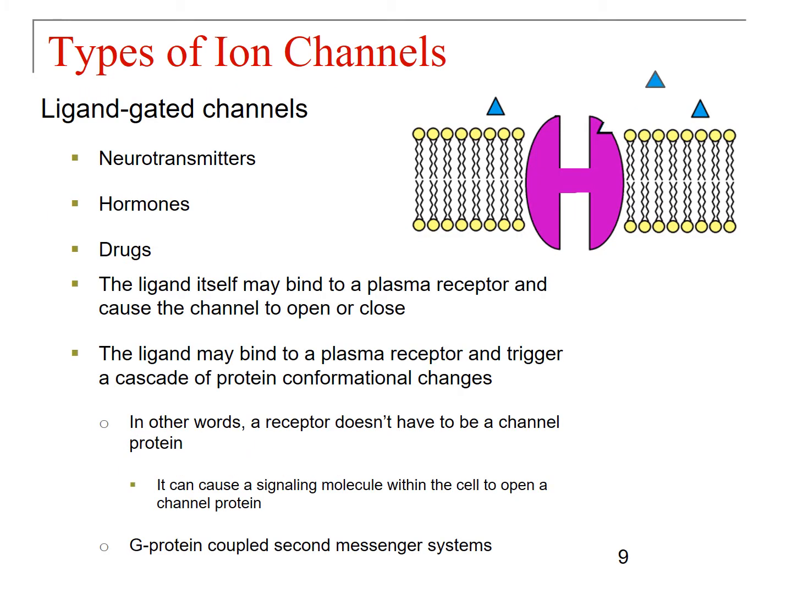Okay, so a third type of channel is called a ligand-gated channel. A ligand can be a neurotransmitter, a hormone, or some sort of drug. The ligands are shown here as blue triangles. The ligand can bind to a plasma receptor and then cause that channel to either open or close. Another thing it can do is bind to the receptor, and then the receptor can sometimes alter a protein that it's attached to, which might send a chemical message to an actual channel here that would then open and let potassium ions through.